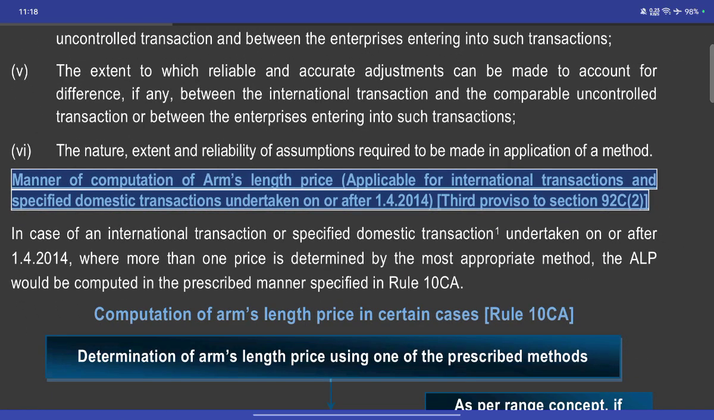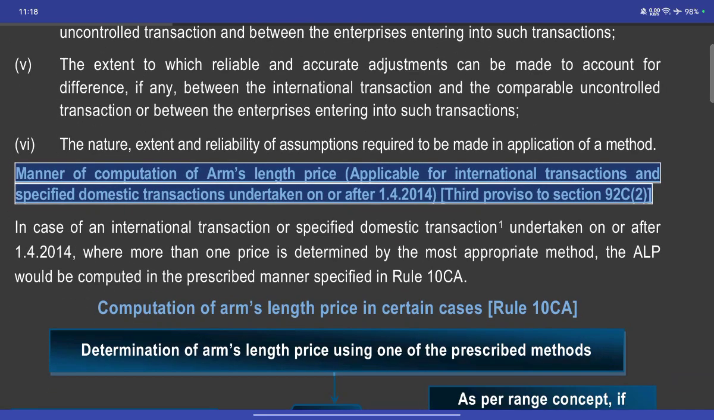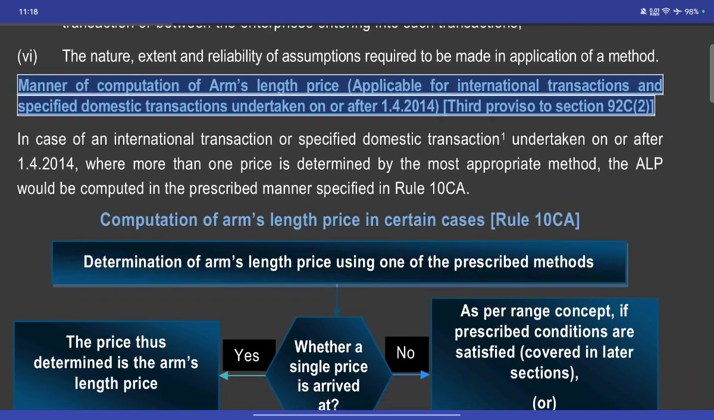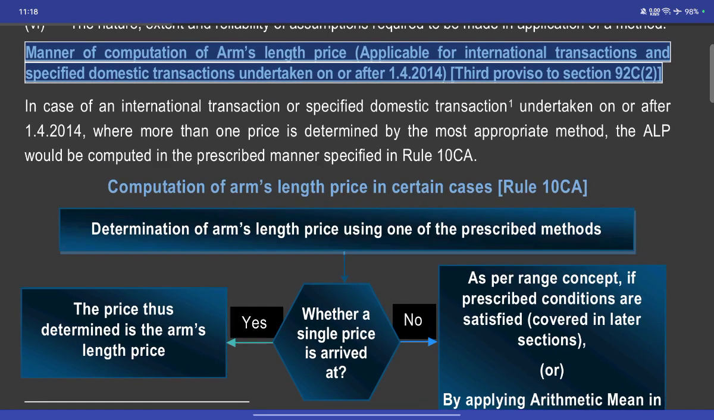The extent to which reliable and accurate adjustments can be made for the difference, if any, between the international transaction and the comparable uncontrolled transaction between the enterprises entering into the transaction. The nature, extent, and reliability of assumptions required to be made in the application of the method. The manner of computation of the arm's length price adjusted to international transactions and specific domestic transactions under section 92C after 1st April 2014, third proviso.